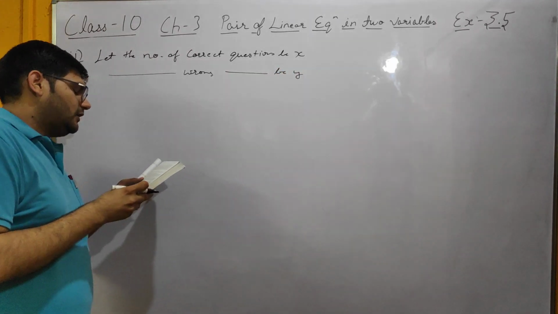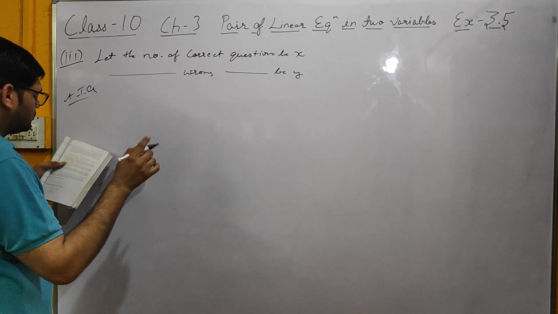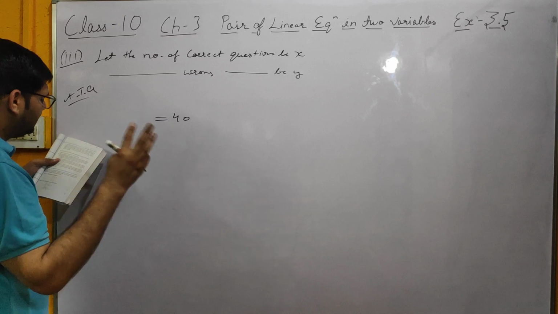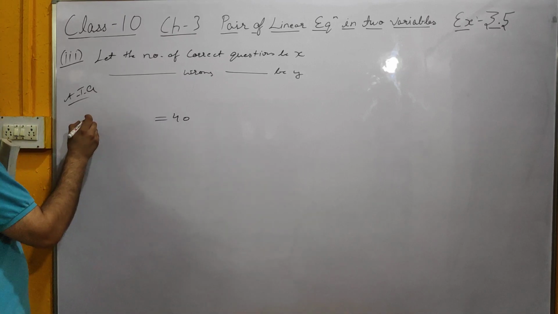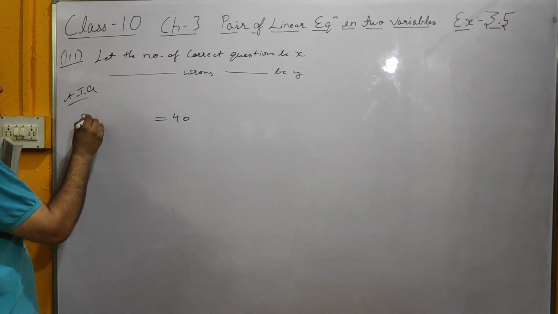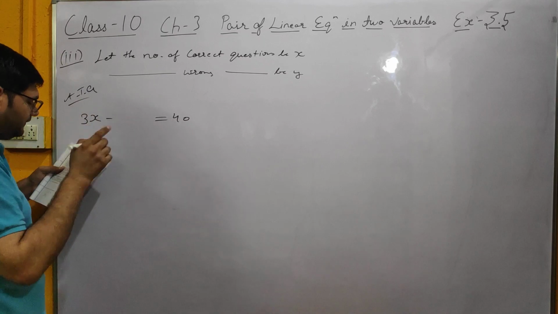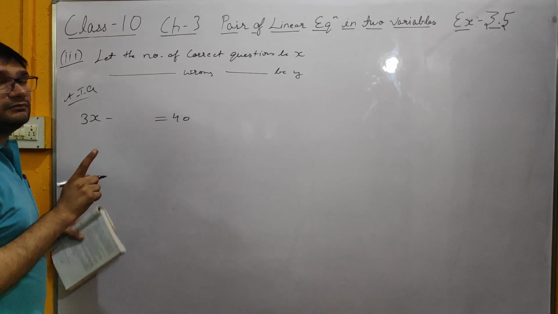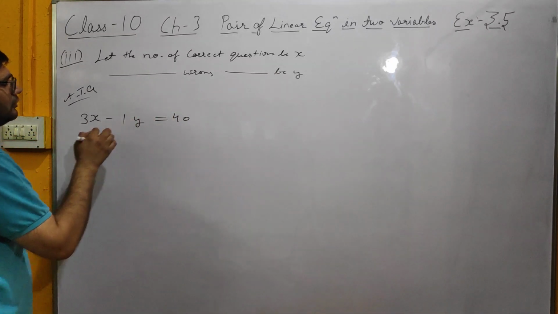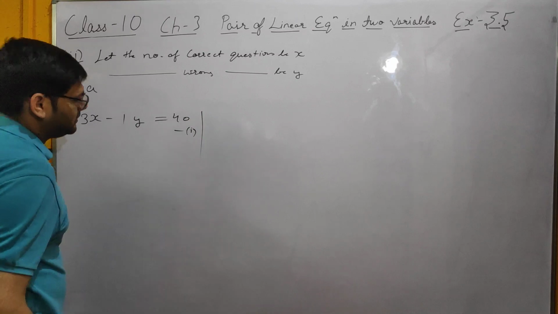Now just listen carefully. According to the question, Yash scored 40 marks, getting 3 marks for each right answer. How many correct questions are there? x. So 3x are the marks for correct. And if there is negative marking, he is losing 1 mark for wrong. So 3x minus y equals 40. This will be the first equation.